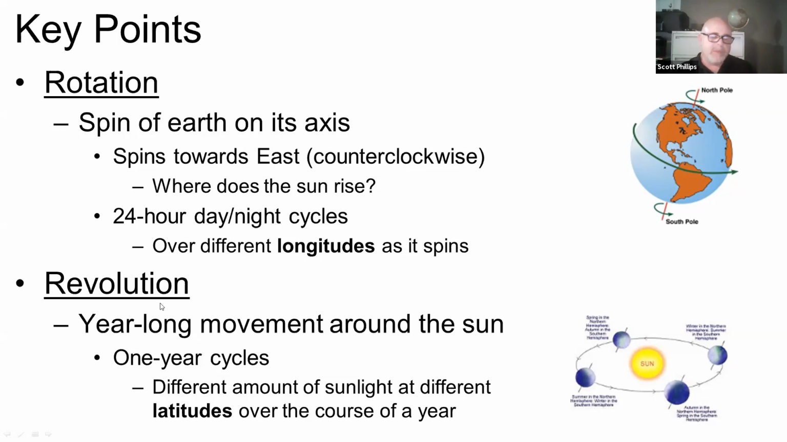And the second movement of the Earth is its revolution around the Sun. These are 1 year-long movements of the Earth moving around the Sun. And this is going to cause different amounts of sunlight to strike more directly at different latitudes over the course of the year.